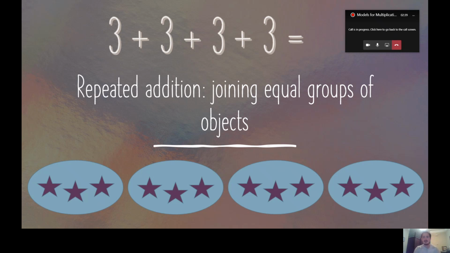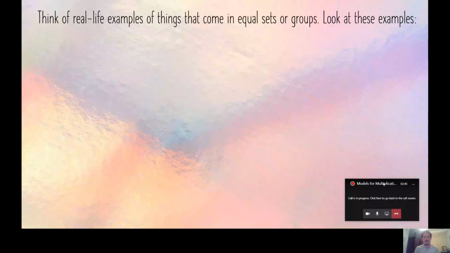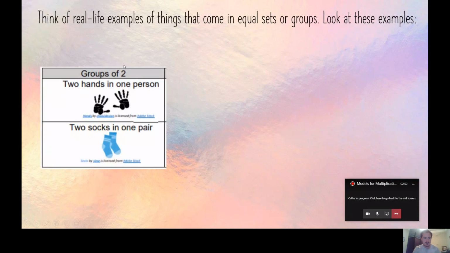All right, now that we've learned some vocabulary, we're going to be talking about some real-life examples of things that come in equal sets or groups. So here's some real-life examples for you. The first example is groups of 2. One person has 2 hands. One pair of socks comes with 2. So those are a couple examples of groups of 2.